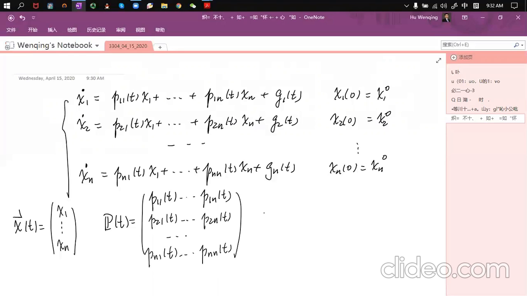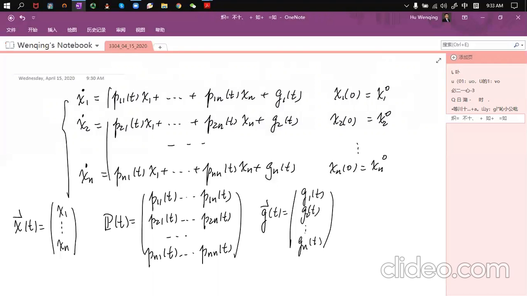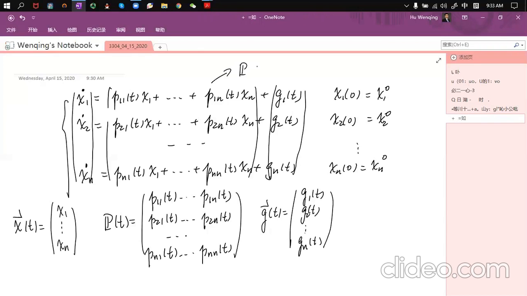And I'm going to set another vector, g of t, the right hand side: g1 of t, g2 of t, up to gn of t. So that's a vector. If you are familiar with matrix vector notation, you can see that this is the derivative of the x vector, and this vector is nothing but the matrix P of t multiplied by x of t. So this is a matrix vector notation.